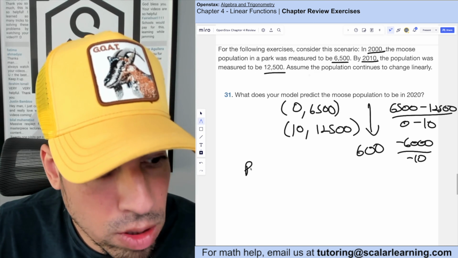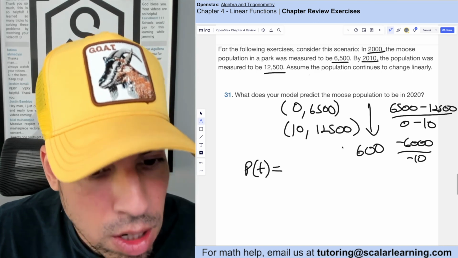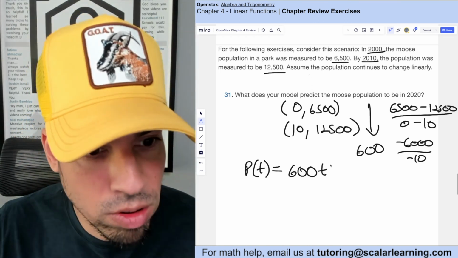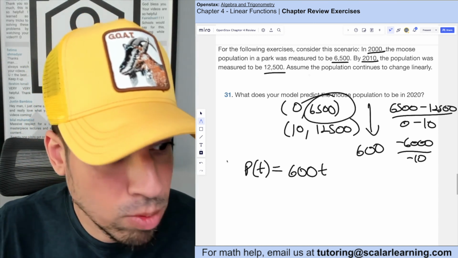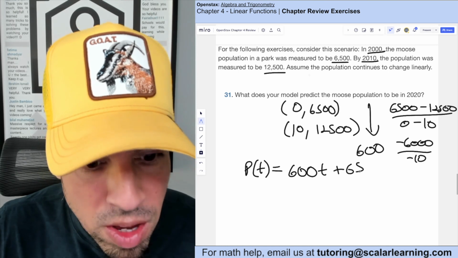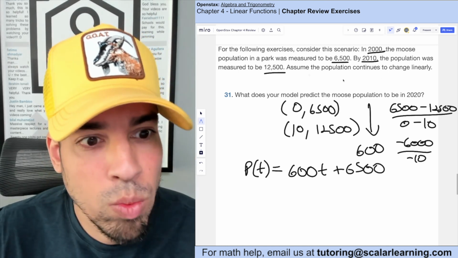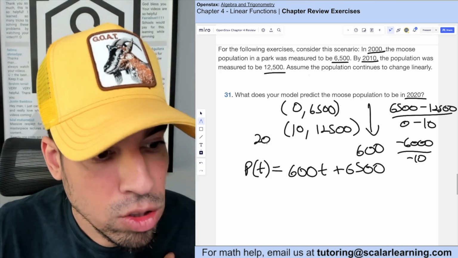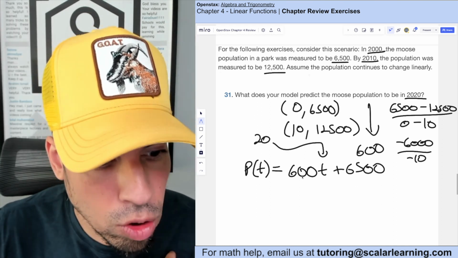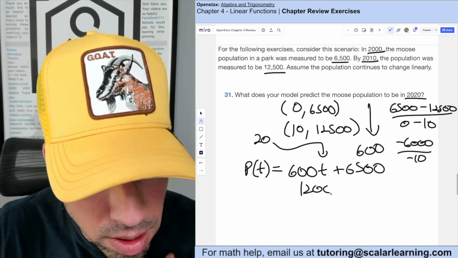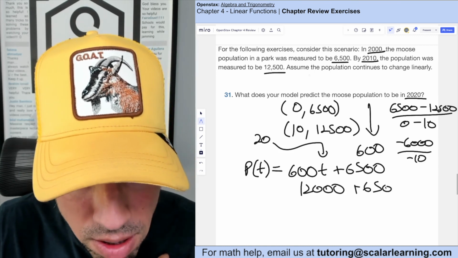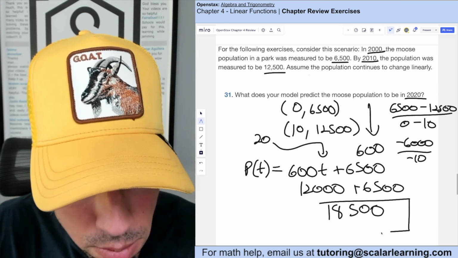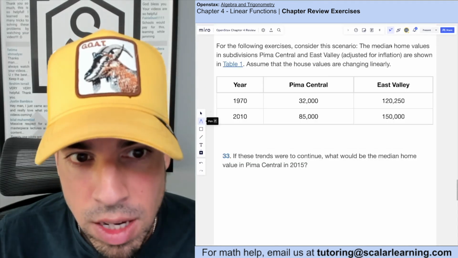So the model then is P of t equals slope of 600 times t, and again, t is the years from 2000, plus my y-intercept, which is 6,500. And then to get our answer, we want to know what's the population in 2020, aka 20 years from 2000. So that's what we'd plug in for t. So 20 times 600 is 12,000 plus 6,500, which means the model predicts a population of 18,500. Boom, done.